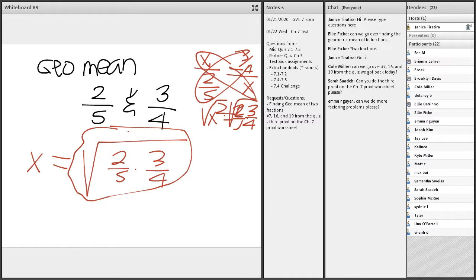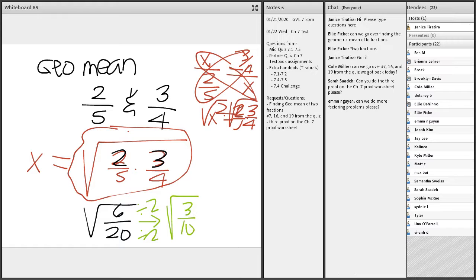You can do this two ways. You can go straight across, so you'll get 6 over 20, or you can simplify beforehand. You could simplify before or after. If you don't simplify before, you get 6 over 20, and then we can simplify the top by 2 and the bottom by 2, so we end up with 3 over 10. Now that's not our final answer. We do expect more from you guys. So that's one way of finding the answer.